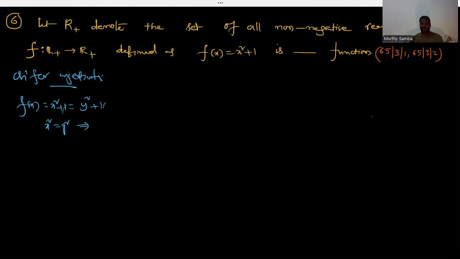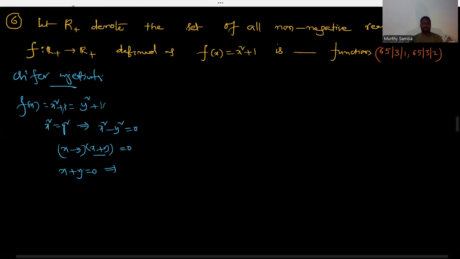Then you cannot write directly x equal to y, because x square equal to y square means x square minus y square equal to 0. It can be written as x minus y into x plus y is equal to 0. Going to the second condition, x plus y equal to 0 means the sum of two numbers is 0, which means definitely one of them is negative, right? But they are not available here in our domain. Therefore, it is not a possible case.